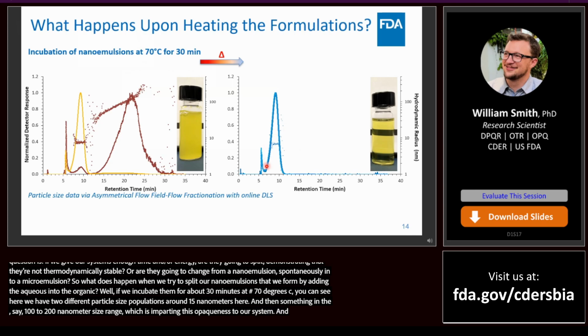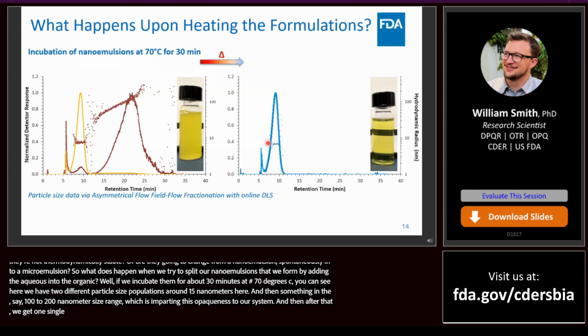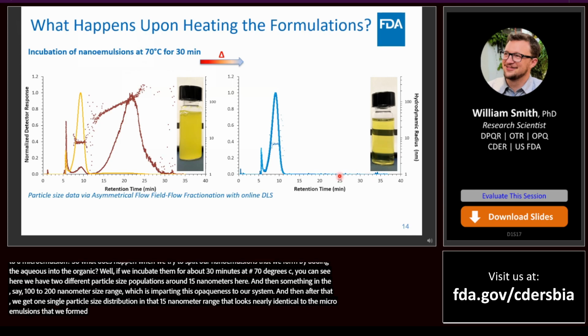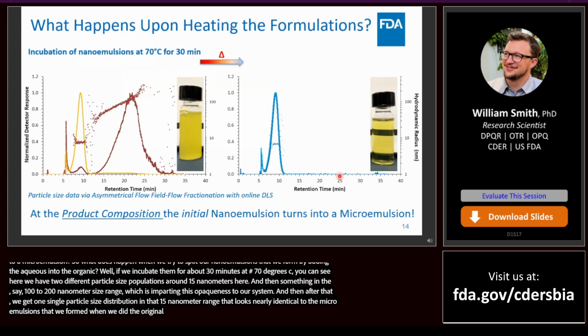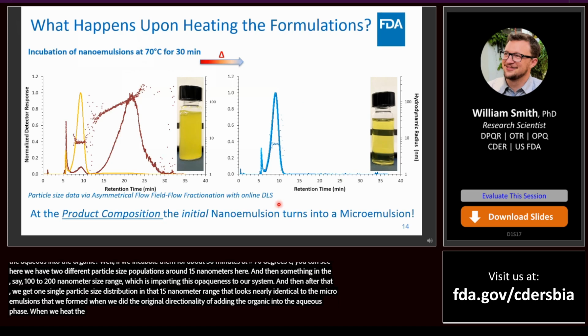And then after that, we get one single particle size distribution in that 15 nanometer range that looks nearly identical to the microemulsions that we formed when we did the original directionality of adding the organic into the aqueous phase. So when we heat these nanoemulsions, they don't split, they end up turning into a microemulsion.